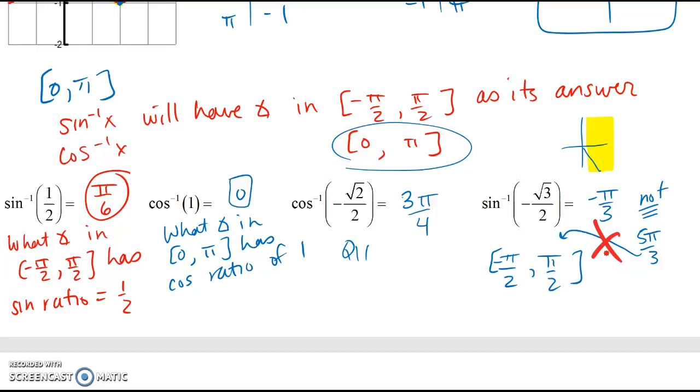All right. Tomorrow we will discuss the tangent graph, and then we will also talk about the domains and ranges for the other three functions.